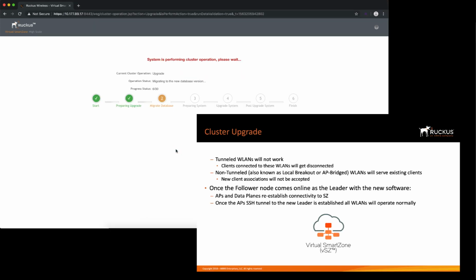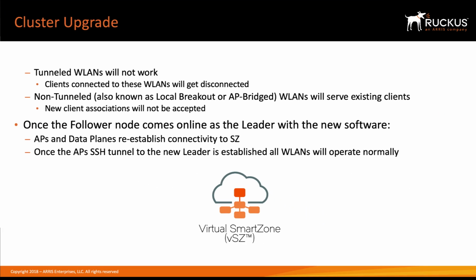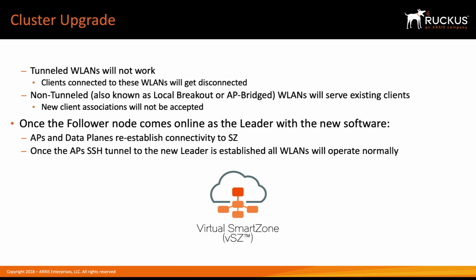So we understand now that SmartZone's cluster configuration upgrades happen in really two phases. The first phase, which we're in now, is when the follower is upgrading. So what we can expect during this time is that tunneled wireless LANs won't work. What I mean by that is any clients connected to these WLAN types, they will be disconnected. Now, non-tunneled, or also known as local breakout or AP bridged wireless LANs, will serve existing clients, but it's not going to accept any new client associations.